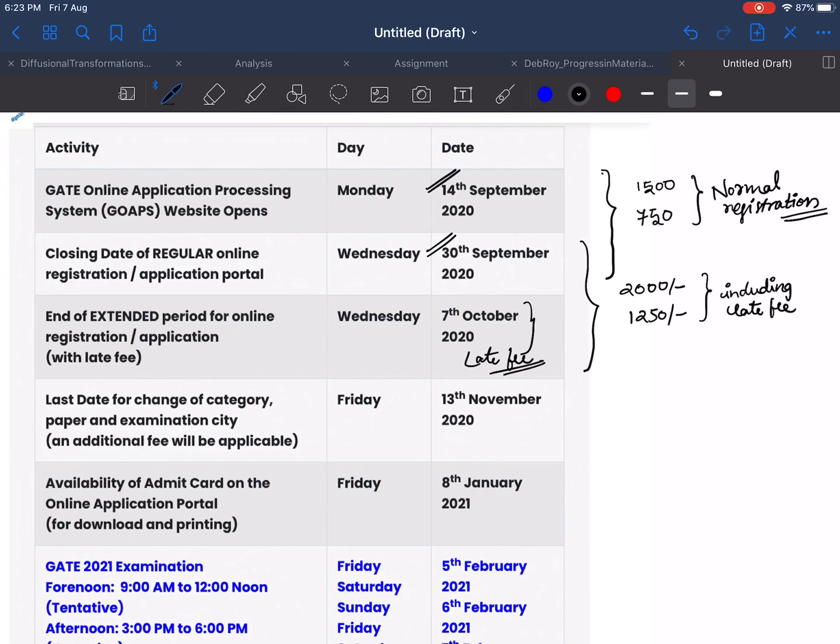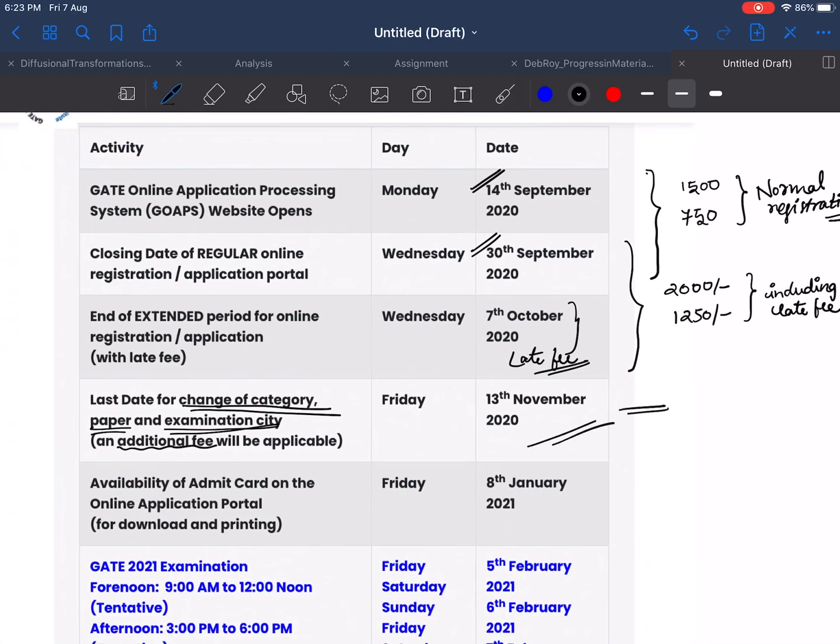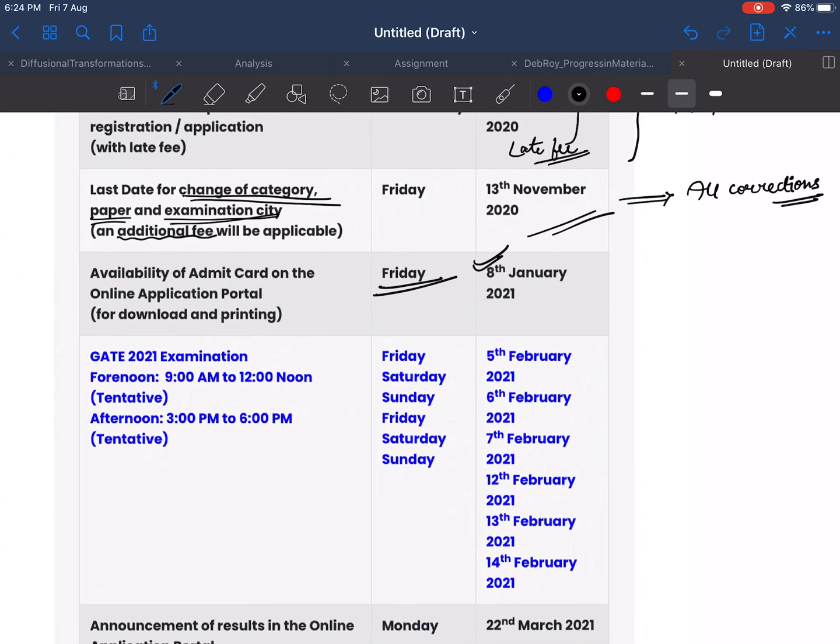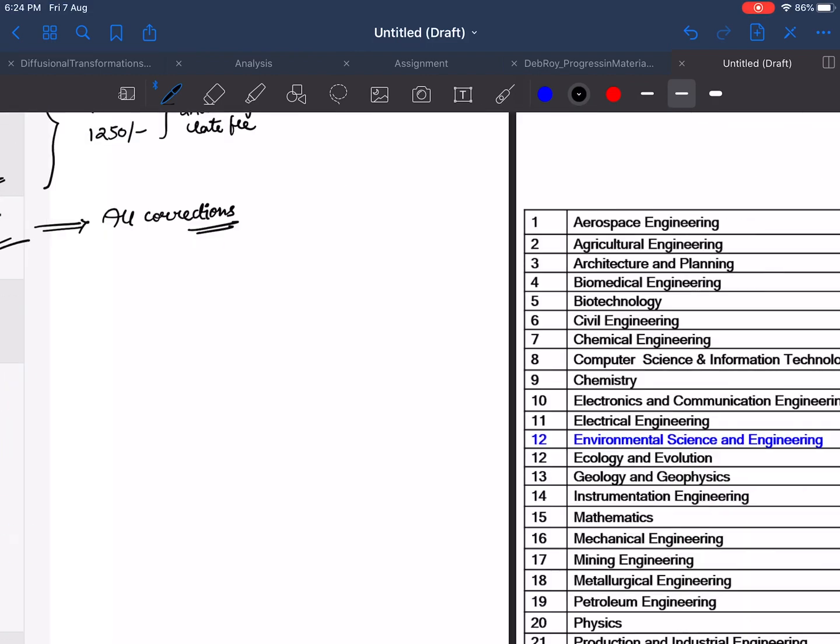The last date for change of category is also an important thing. If you made any mistake in choosing your GATE paper, category or your city, then with some additional fee you can correct it till 13th of November. The admit card will be out on 8th January. As I already discussed, we now have a six-day GATE exam: Friday, Saturday, Sunday of the first and second week of February. The announcement will be on 22nd March, so the GATE result will come out on 22nd March 2021. So this is about important dates.